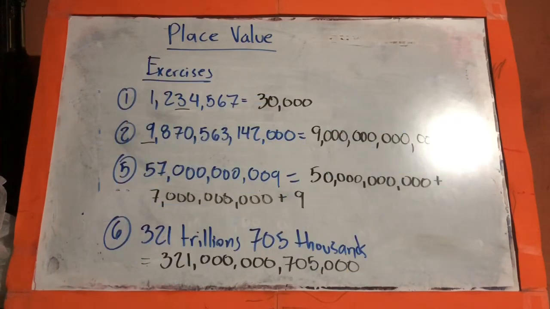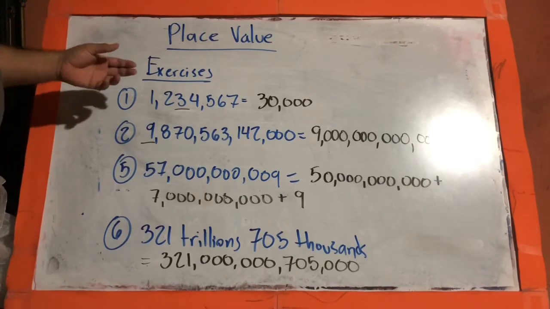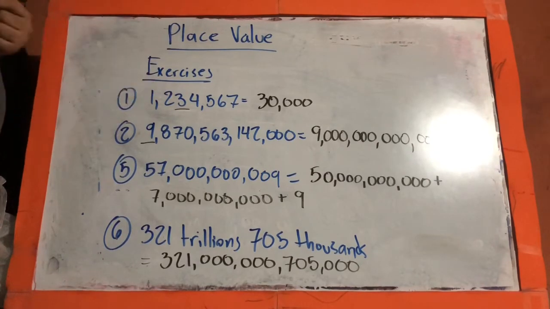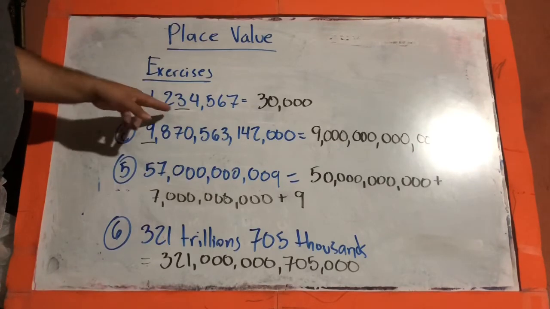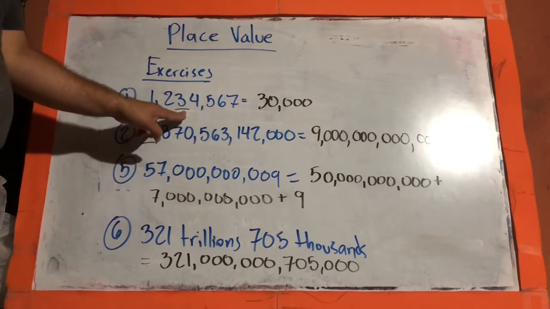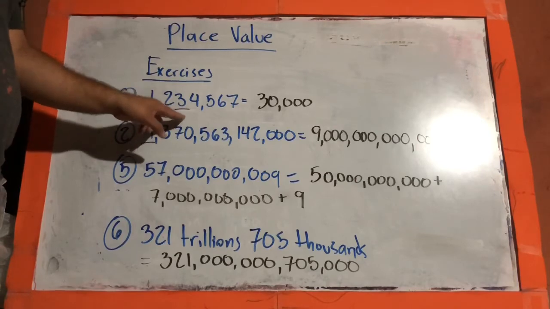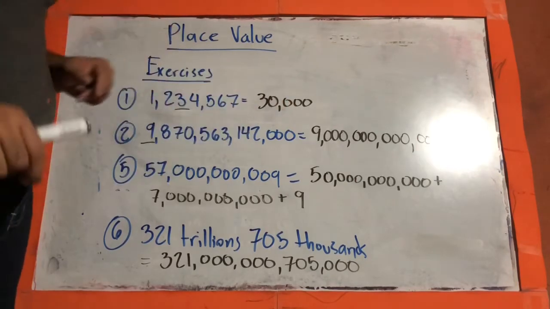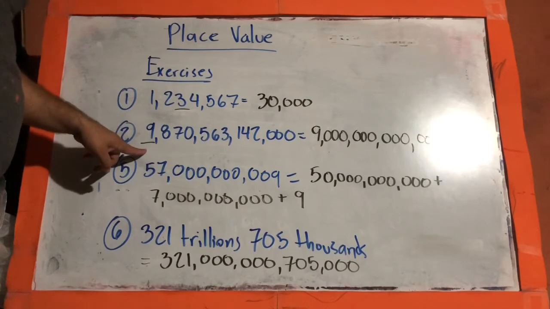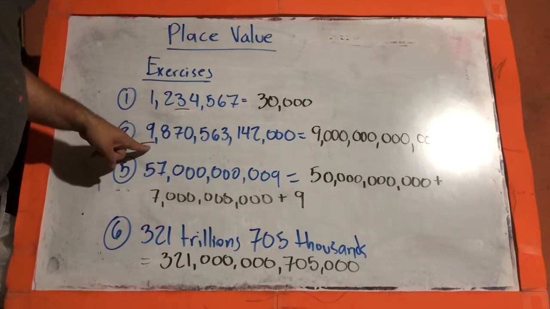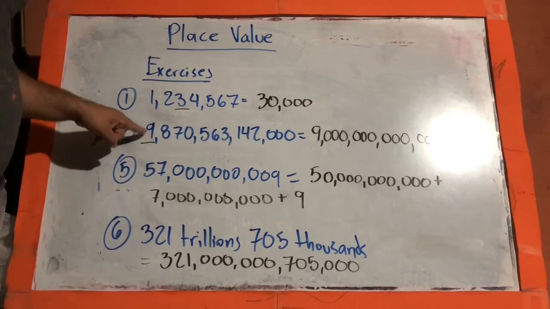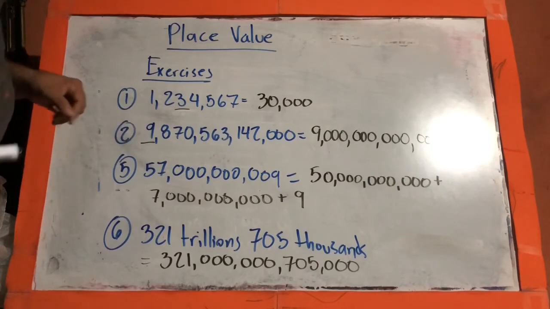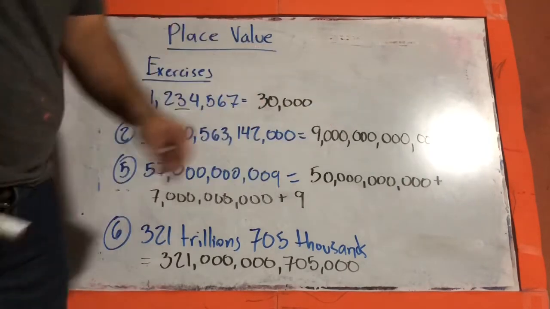Now we're going to work on some exercises. Exercises 1, 2, 5, and 6 of the book. In exercise 1, we are going to copy the place value of the underlined digit. In exercise number 1, the underlined digit is 3, and it's in the ten thousands position. So its place value is 30,000. Number 2, the underlined digit is the number 9 and is in the trillions position. So the place value of the underlined digit is 9 trillion.